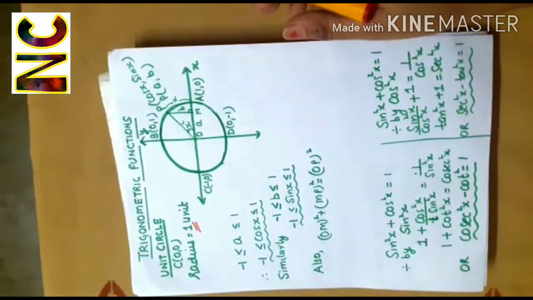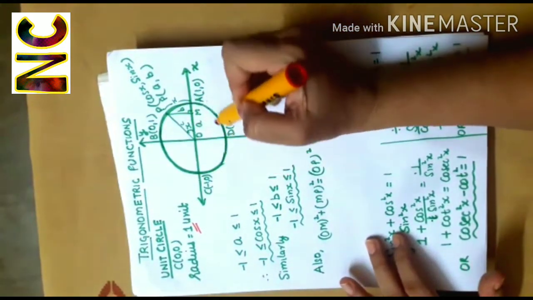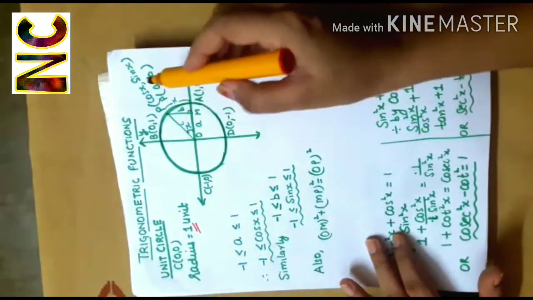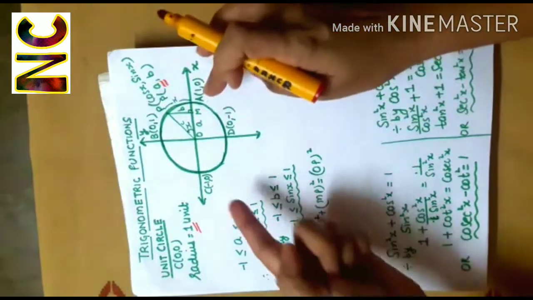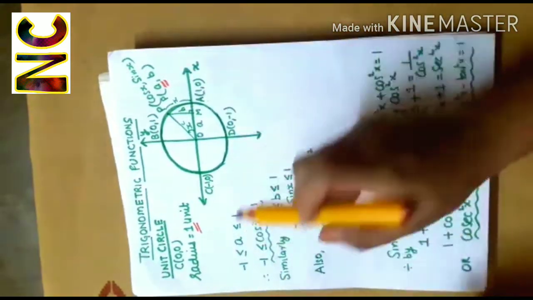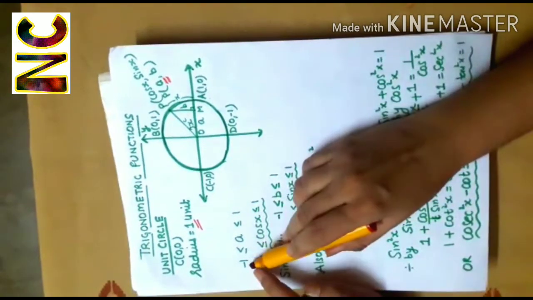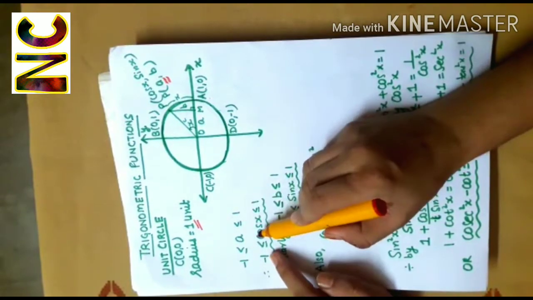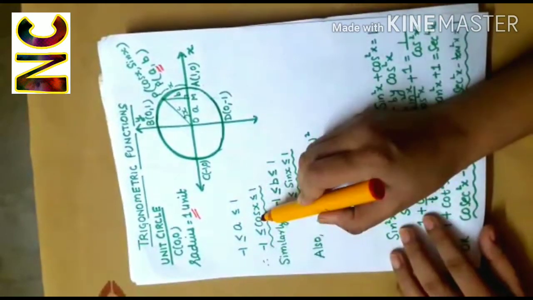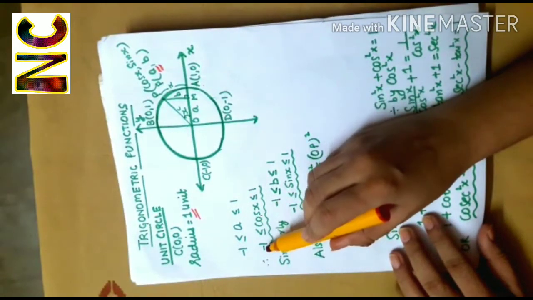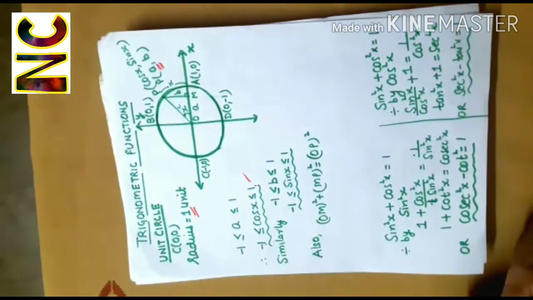Now look here. For any point on this unit circle, the x coordinate of the point, that is A, will always lie between -1 and 1. So A lies between -1 and 1, both -1 and 1 included. Now A is equal to what? Cos x. So the value of cos x lies between -1 and 1, both the endpoints included.